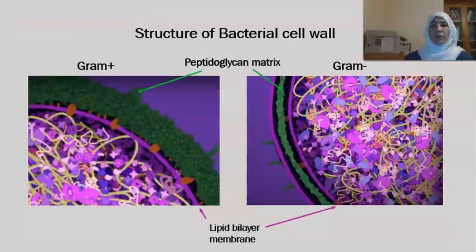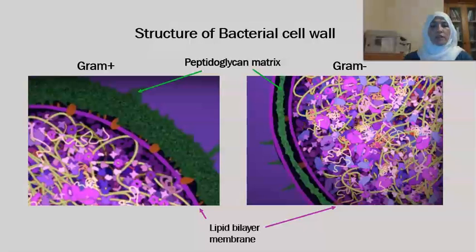Let's have a look at the structure of the bacterial cell wall. Bacteria can be divided into gram-positive and gram-negative strains based on the cell wall structure. The cell wall consists of a lipid bilayer membrane and a mesh-like peptidoglycan sheath or matrix. Gram-positive bacteria build a thick peptidoglycan matrix around a single lipid membrane, whereas gram-negative bacteria build a thinner peptidoglycan sheath between two layers of lipid membranes. In this presentation, I will focus on gram-positive bacteria.